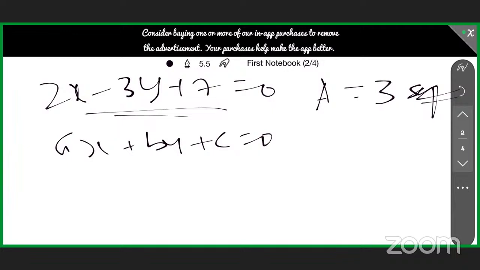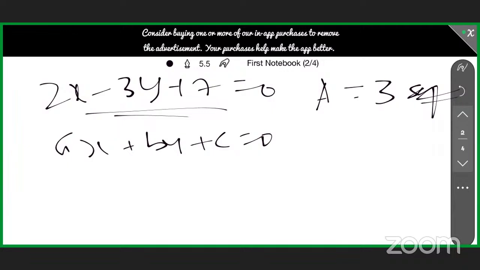How will you give a perpendicular line equation if ax plus by plus c is equal to 0? Come on, dear students, respond. Just now I taught you. Vignesh, what is the line equation?